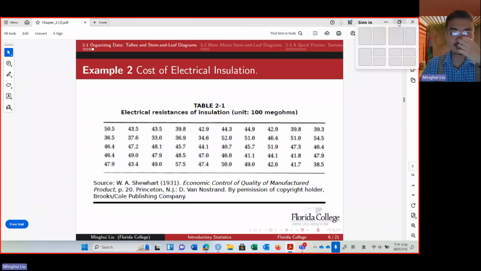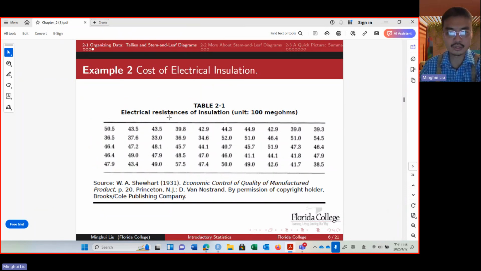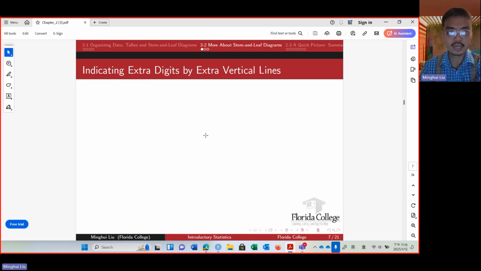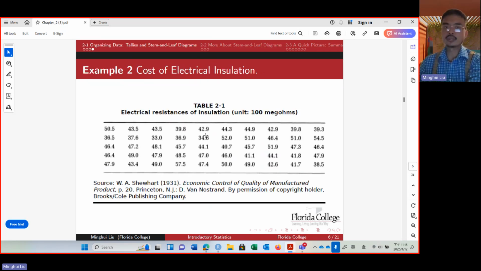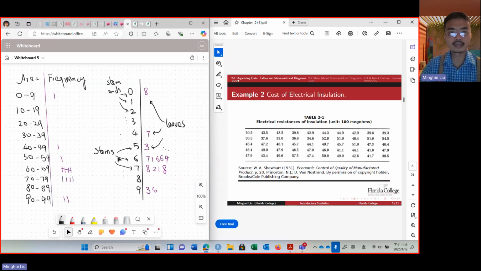Now the next example is the cost of electrical insulation. For these numbers, the range includes the 50s, 40s, and 30s, and so on. So you have a wide range of data. For this one, I would encourage you to practice the stem and leaf diagram. This example is from pages 30 to 31 of the book. What we can do is draw a stem and leaf diagram like this. I'll show you in just a minute how this works.